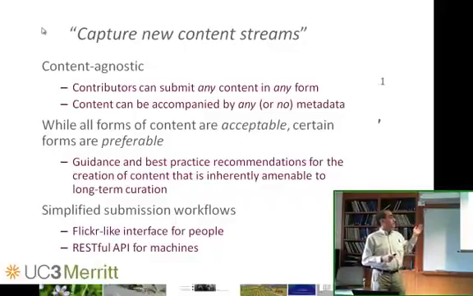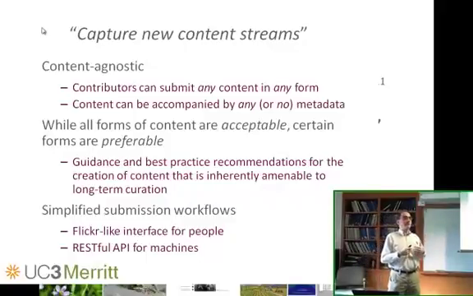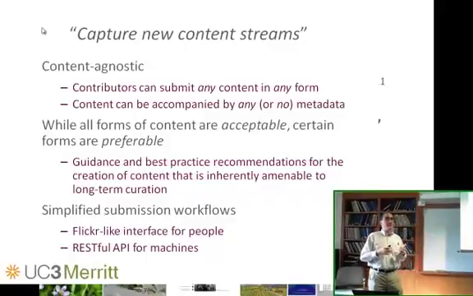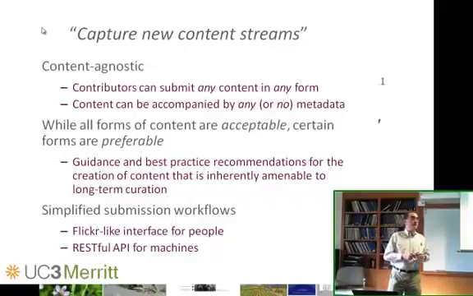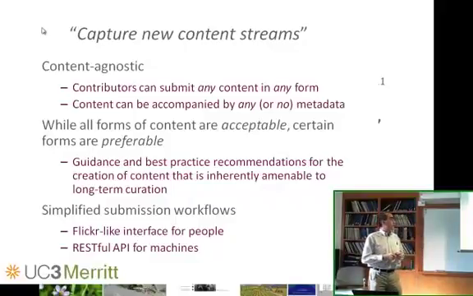Because while we say that all forms of content are acceptable for admission into the repository, there are particular forms that we would consider to be preferable, that are more inherently preservable over archival time periods. And we are able to offer guidance and best practice recommendations for the creation of content that we think will, in fact, be inherently long-lived.